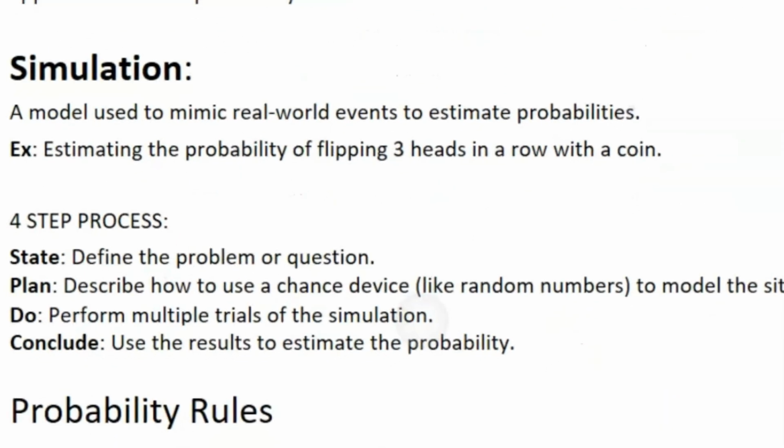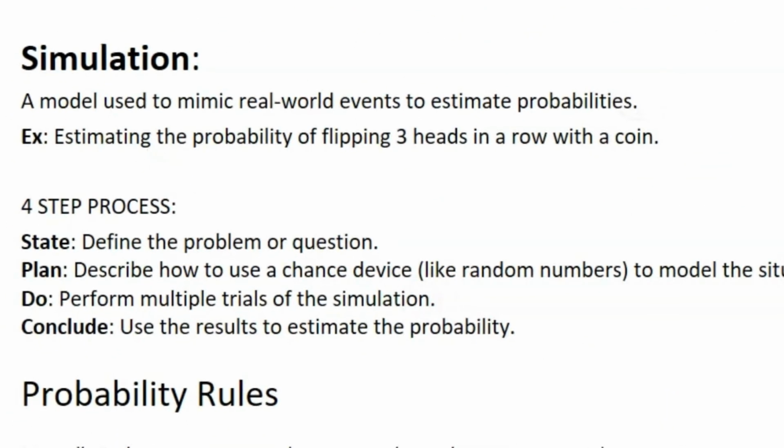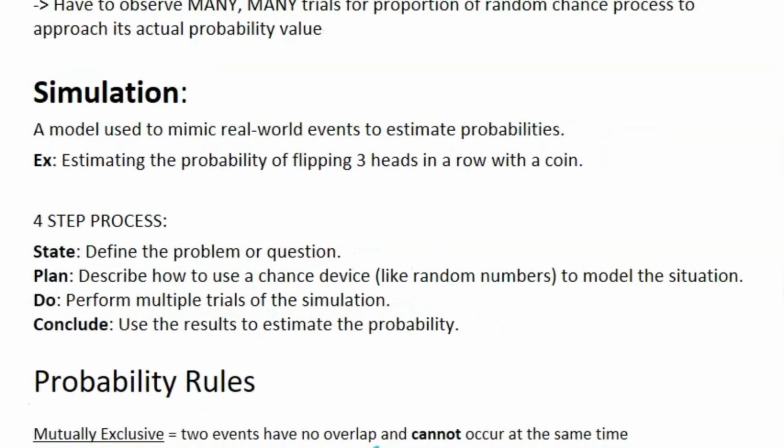So a simulation is just a model used to mimic real-world events to estimate probabilities. You can use a 4-step process to conduct a simulation. You're going to define the problem with the question. Then you're going to describe how to use a chance process like random numbers to model the situation. And then you're going to actually perform that. And then based on your results, you're going to estimate the probability.